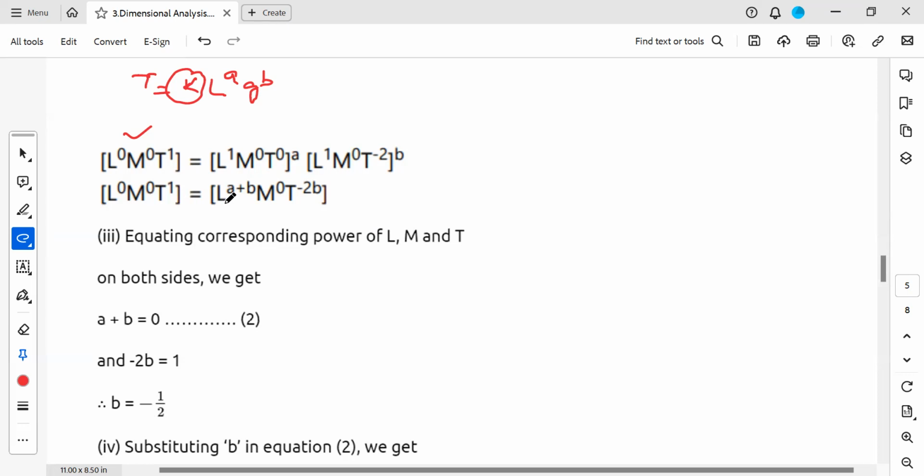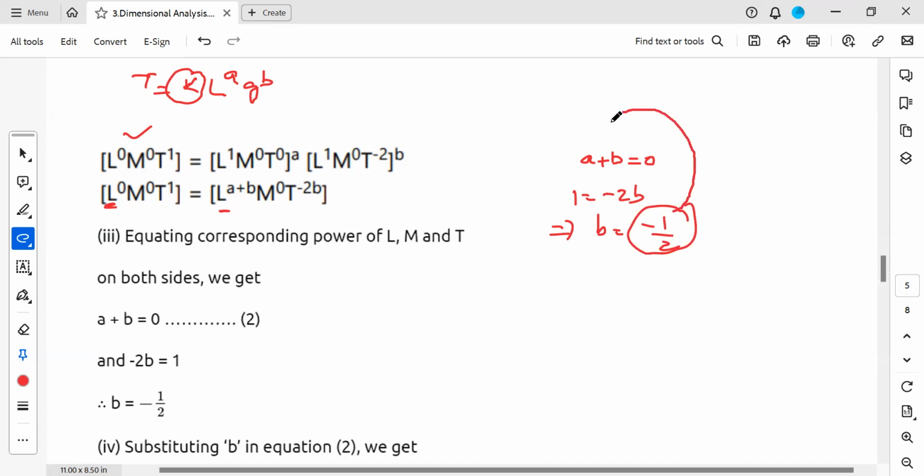So here you will get L power a plus b and T power minus 2b, because this L and this L give you L power a plus b, and T power minus 2b, and M power there will not be any terms, M power 0 only. Now bases will be same, therefore powers will be equal. That means you will get a plus b is equal to 0. Next one is 1 is equal to minus 2b. So that implies b is equal to minus 1 by 2.